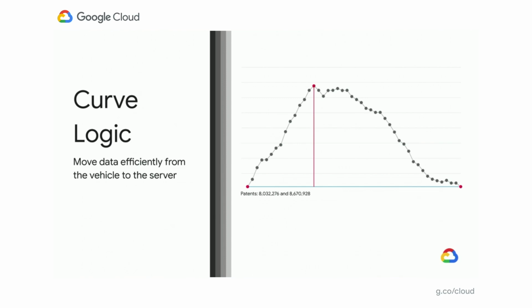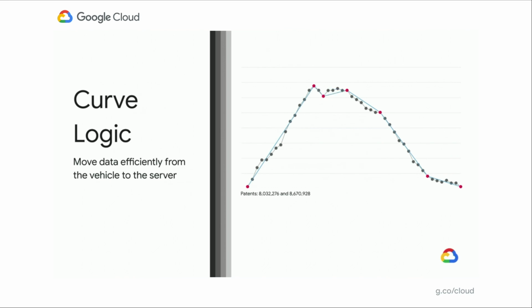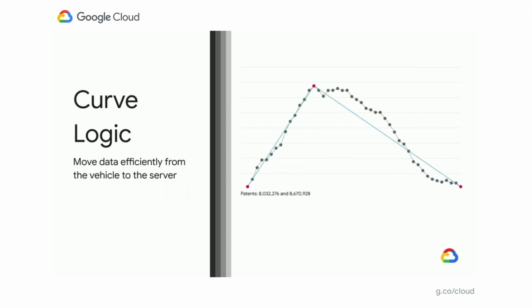We solve this at Geotab with something called curve logic. It's a simple but very elegant idea that we use to minimize the data transfer costs. We've got a couple of patents on it listed there. And the basic idea is really simple. You can watch the cool animation there on the right while I describe it.